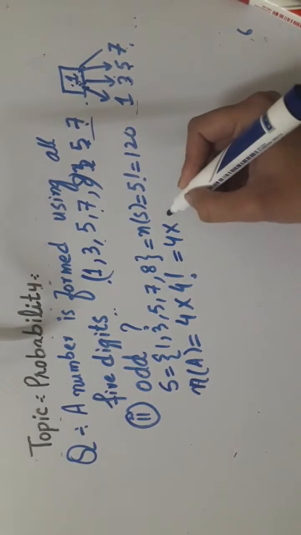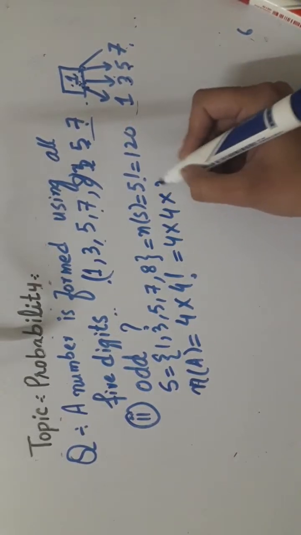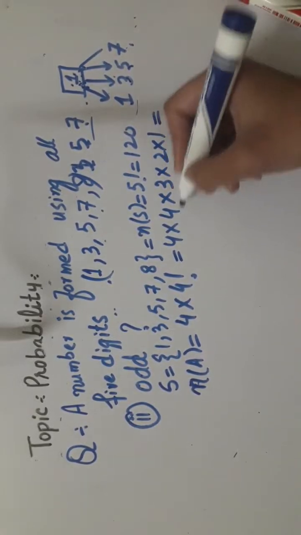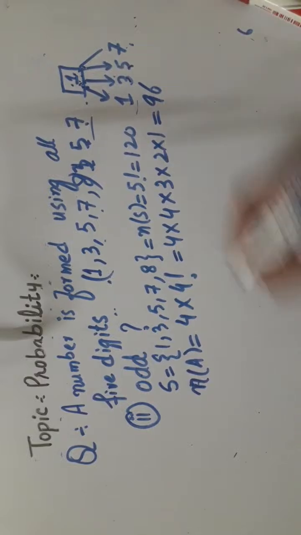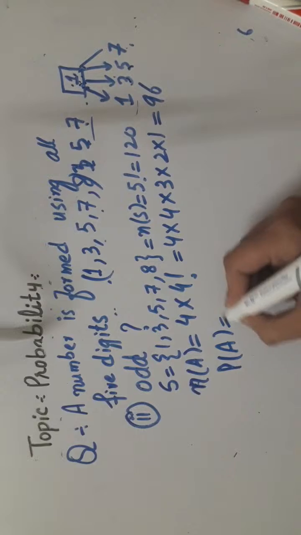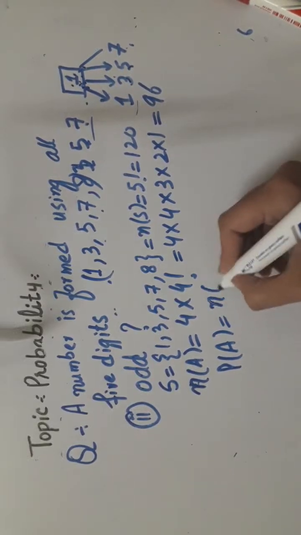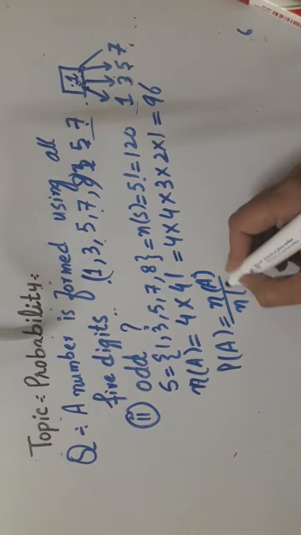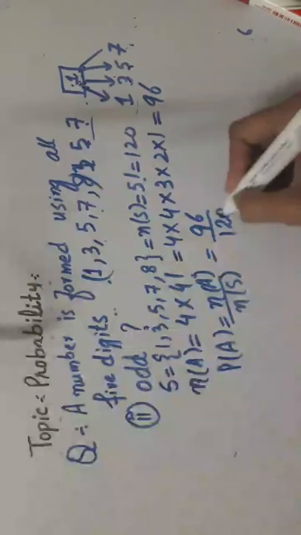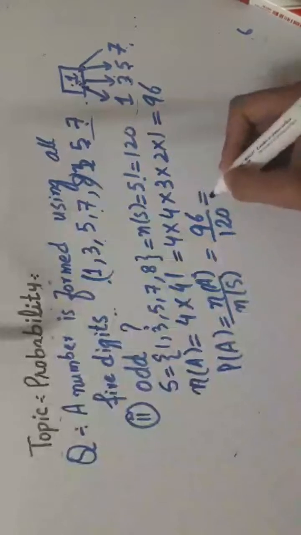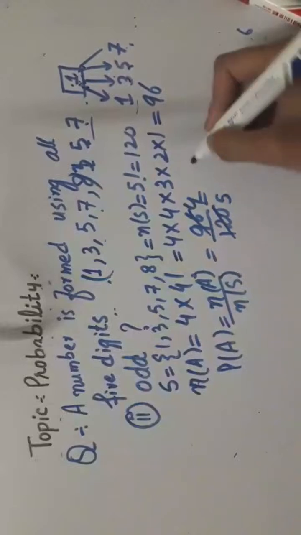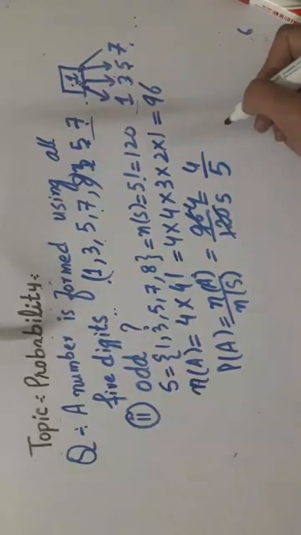4 multiply 4 factorial is equal to 4 multiply 3 multiply 2 multiply 1 times 4. So this will be equal to 96, and the probability of this event will be equal to n of A by n of S. So n of A is 96, divided by 120. If you want to simplify this, this will be equal to 4 by 5.